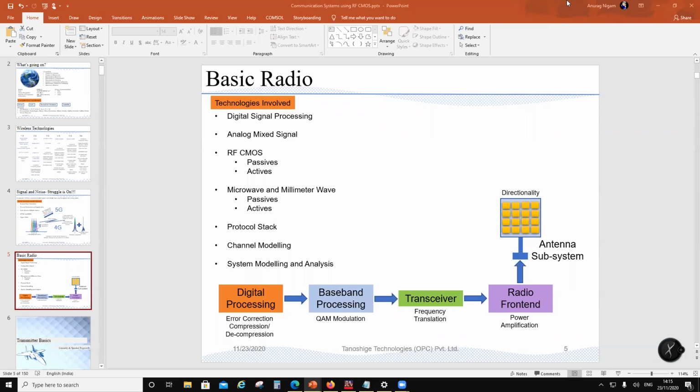Okay, let's look at some questions here. Can you please explain how non-orthogonal FDM is better than orthogonal FDM?